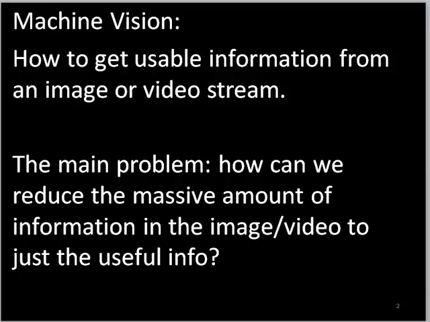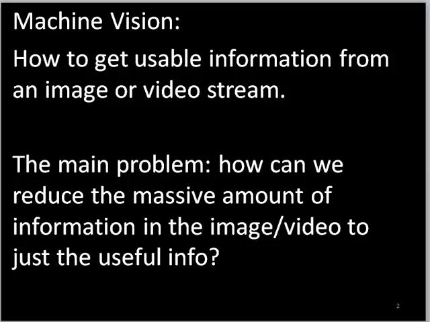In this portion of the class, we're not only looking at the issue of sensors in robotics, we'll also be looking at an introduction to artificial intelligence. One field that crosses the boundaries between sensors and artificial intelligence is the field of machine vision. Machine vision is the question of how do we get usable information from an image or a video stream.